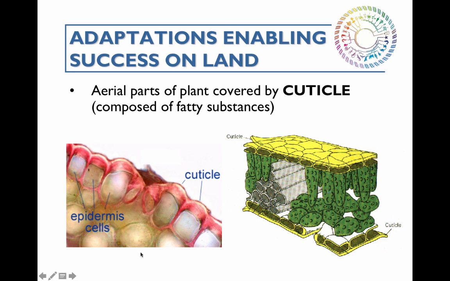Here on the left-hand side we have a photograph showing a number of plant cells. It's been stained, and this pinkish layer here is the cuticle on this upper epidermis. So one of the main adaptations of terrestrial plants is the evolution of a waxy, fatty substance to reduce water loss.